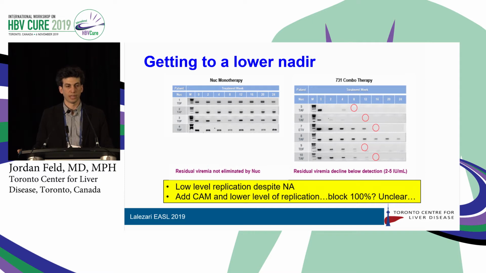Now, of course, whether that's actually blocking 100% of replication is not clear, and I think that's going to be a recurring theme: as you combine these agents, figuring out what each agent is doing depends a little bit on your ability to measure that outcome. This becomes a challenge when you get to very low-level replication, particularly when we're limited by looking in the blood.